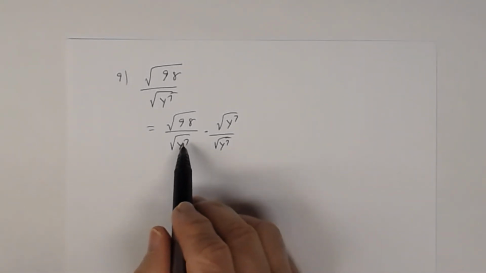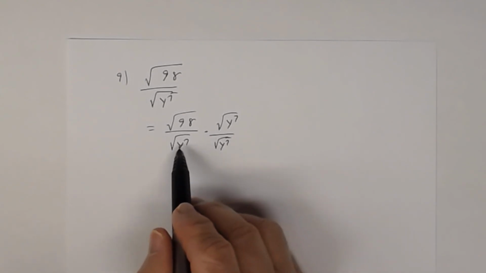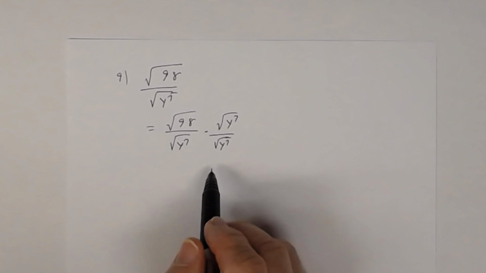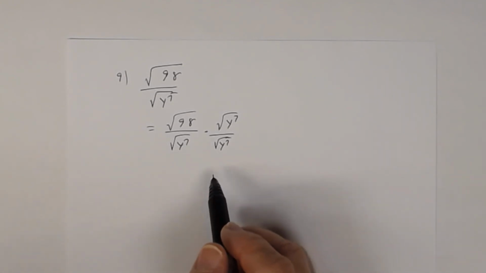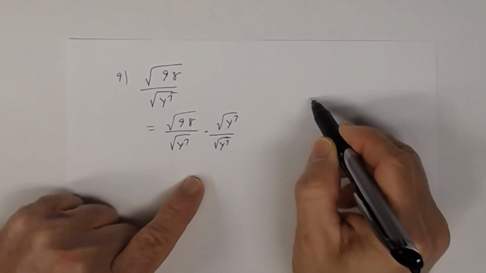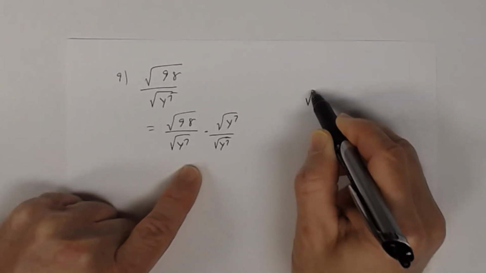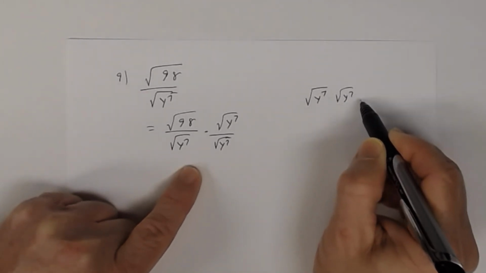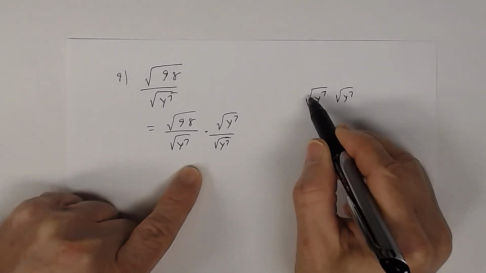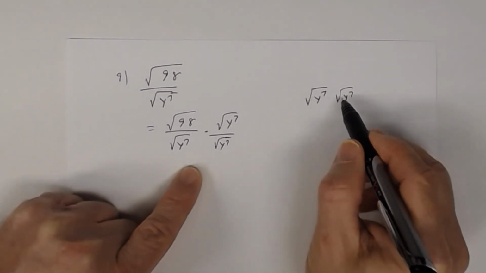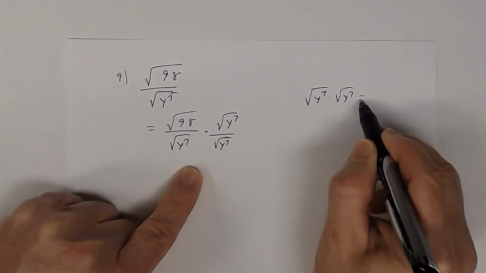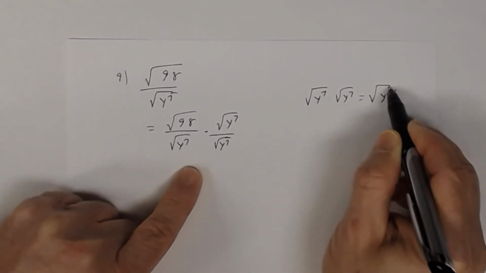And so now notice the square root of y to the 7th times the square root of y to the 7th is just y to the 7th, right? Now remember though what's really happening. You have the square root of y to the 7th times the square root of y to the 7th, don't you? And then remember, the indices are the same, so you can multiply the radicands. When you multiply like bases, you add exponents. So this really becomes the square root of y to the 14th.